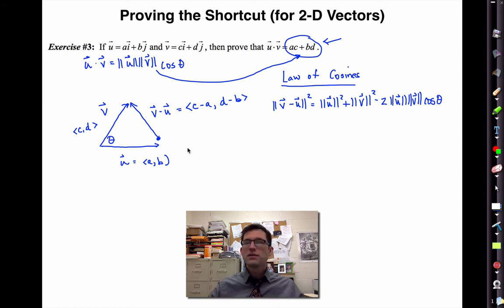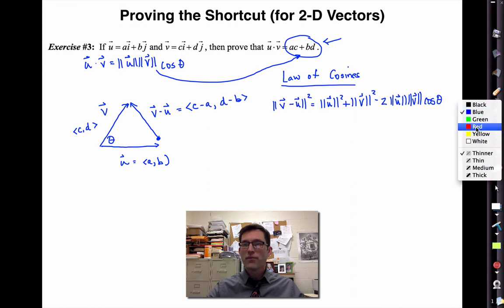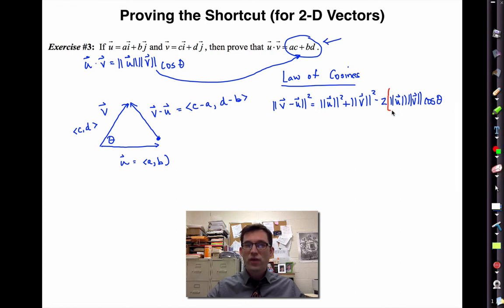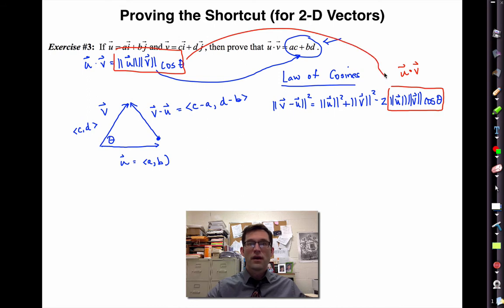All right, but here's the cool thing. Keep your eye on the ball. This right here, this is u dot v by definition. I mean, take a look at it. Seriously. There it is. That's u dot v. All right, so good, because we needed to get u dot v involved. We'll put that in a second, but let's think about this.